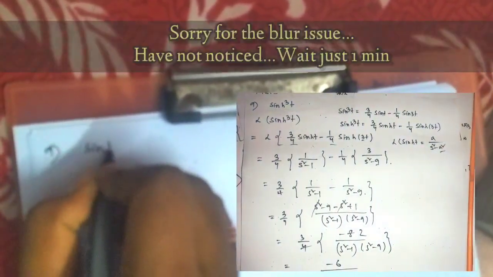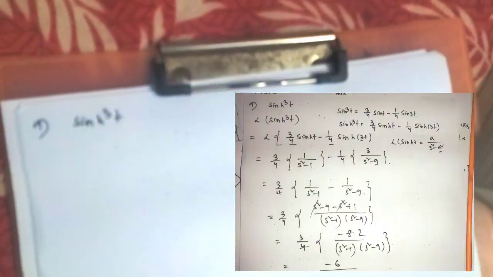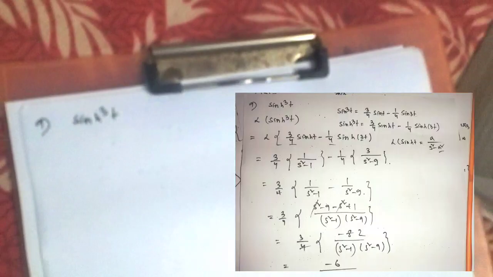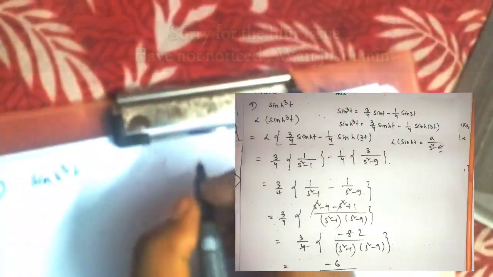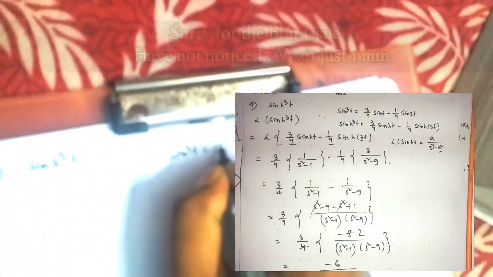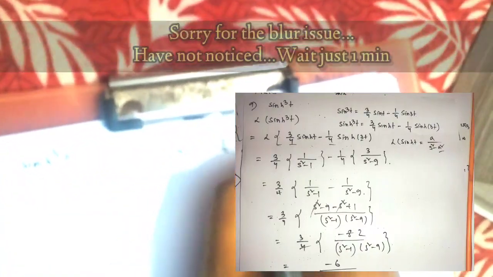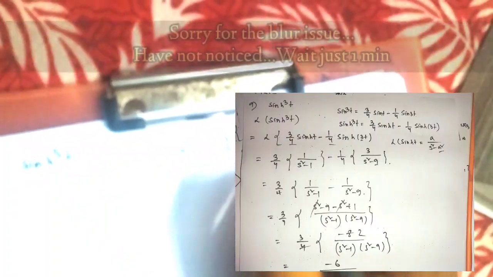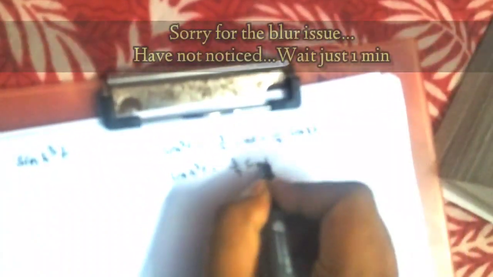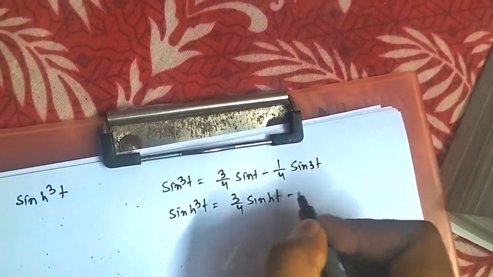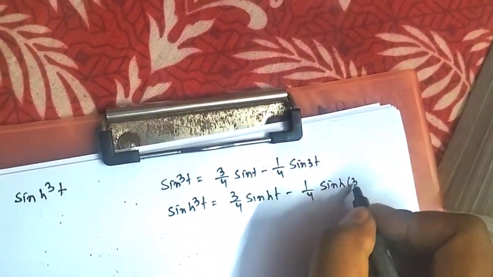Here in question 9, the function given is sinh cubed t, and we need its Laplace transform. Now we know a formula: sin cubed t equals 3 by 4 sin t minus 1 by 4 sin 3t. At first I am going to replace this by the hyperbolic function. So sinh cubed t equals 3 by 4 sinh t minus 1 by 4 sinh 3t.